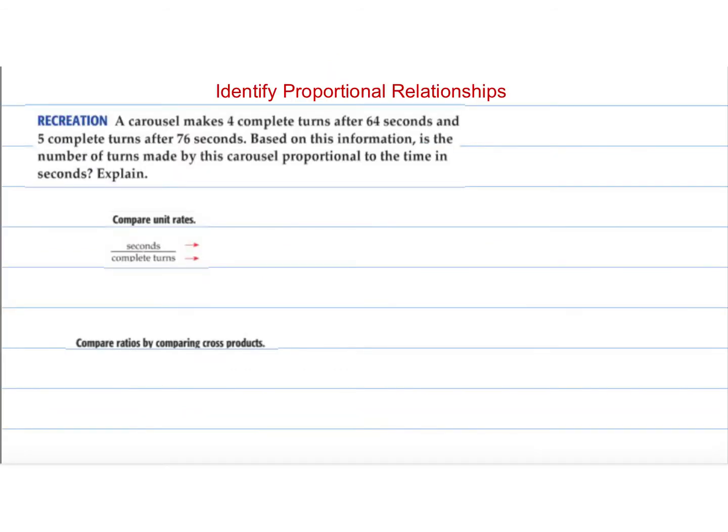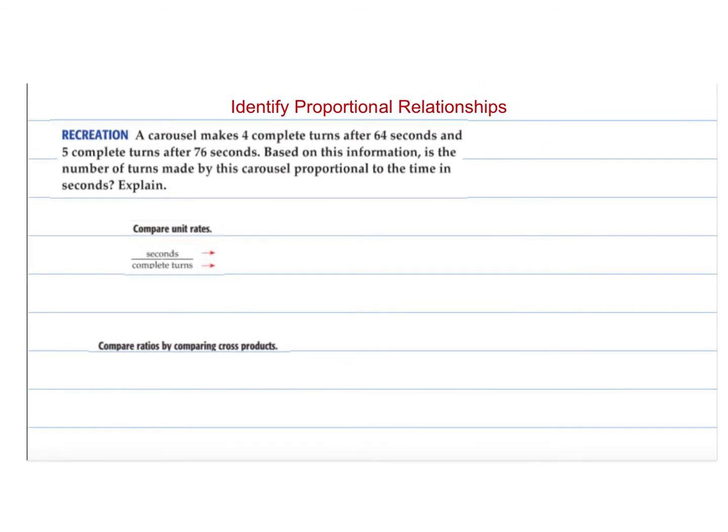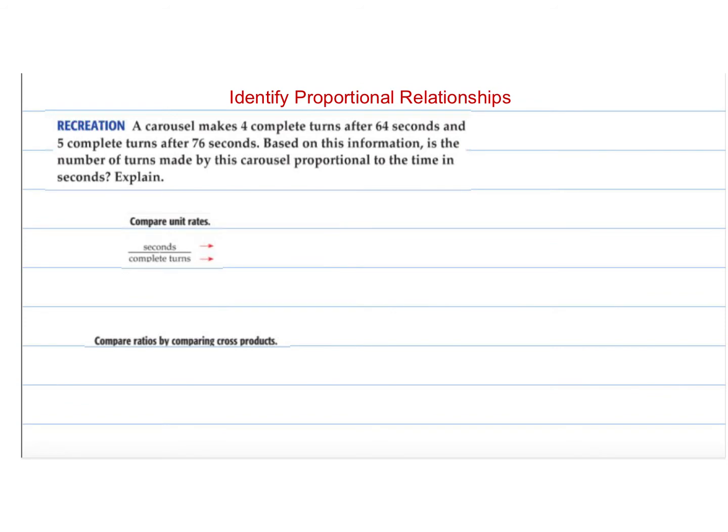Now, looking at identifying proportional relationships. So we have a word problem here. A carousel makes 4 complete turns after 64 seconds and 5 complete turns after 76 seconds. Based on this information, is the number of turns made by this carousel proportional to the time in seconds? There are 2 ways that we could do this. We could compare the unit rates, or we could do the cross products. So let's look at both of them.